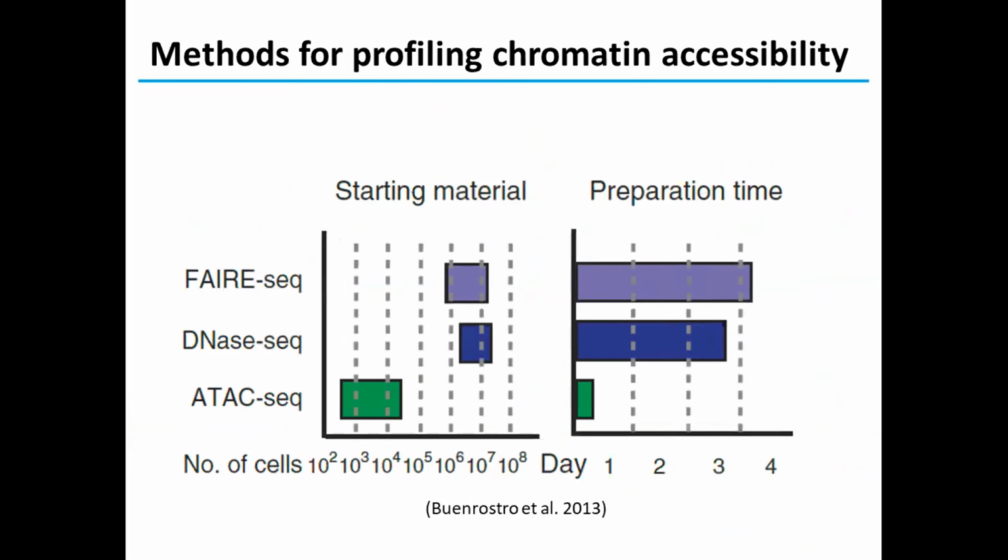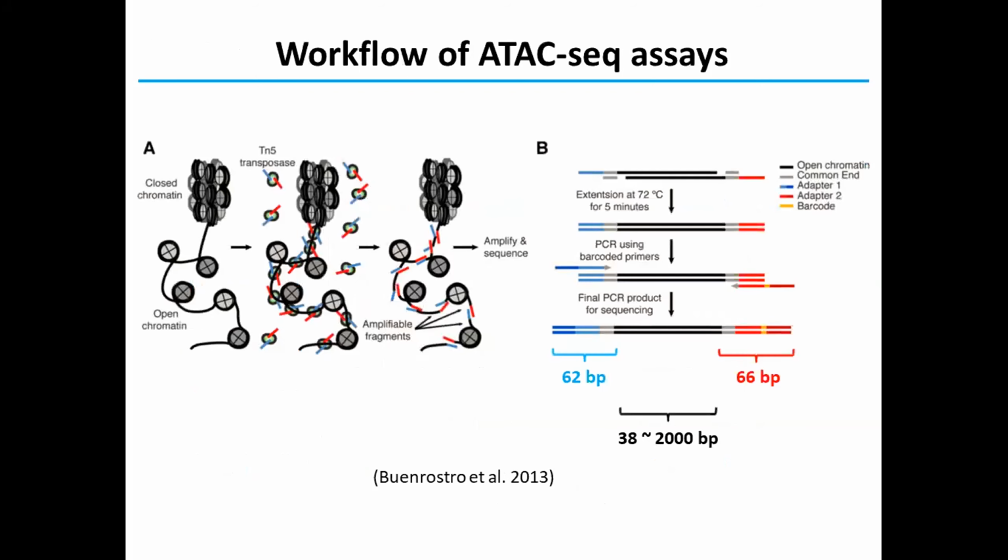Compared to the other methods, ATAC-seq has several advantages. It only requires 500 to 50K cells, and it also has a very short protocol. It can be finished in a few hours. So this method is getting popular and is widely used in many different fields.